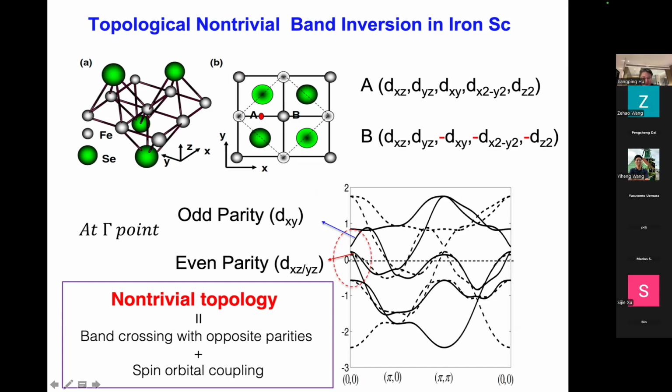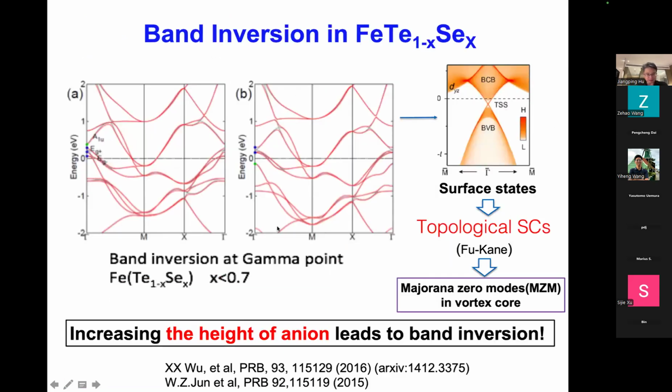So immediately you know that if we have a parity-odd band and a parity-even band close to each other, then with spin-orbit coupling you will create non-trivial topology. So the key question is whether you can lower the top band to meet the bottom bands. If you can, then they cross each other, and with spin-orbit coupling they will create non-trivial topology. This can actually be achieved.